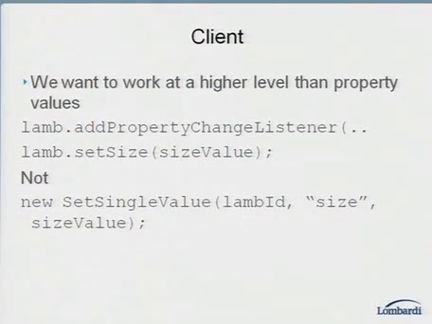On the client, of course, we'd prefer to work at a higher level than the property value changes. So we actually generate a sort of layer of convenience classes over the client model, which let us use getters and setters and add property change listeners and all that sort of stuff. This is just to make our life easier, because when you're programming, you'd like it to be as simple as possible because we have to actually maintain this stuff.